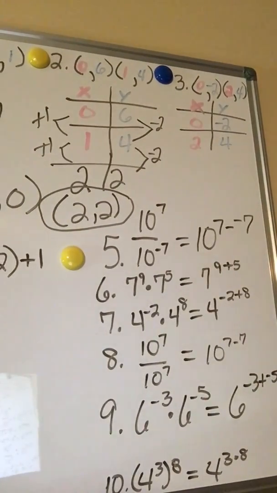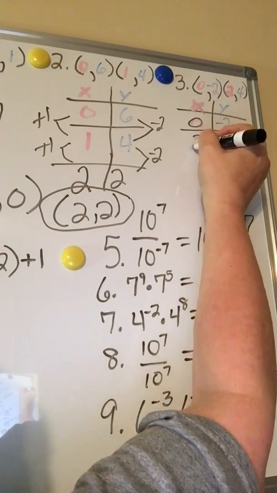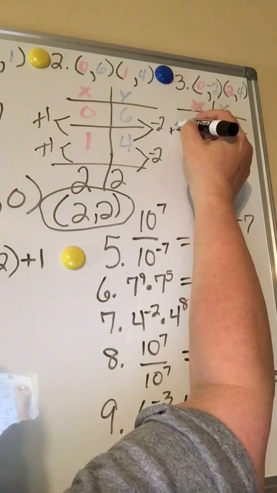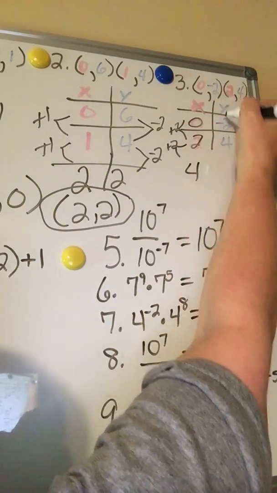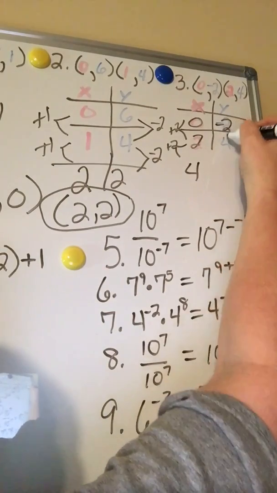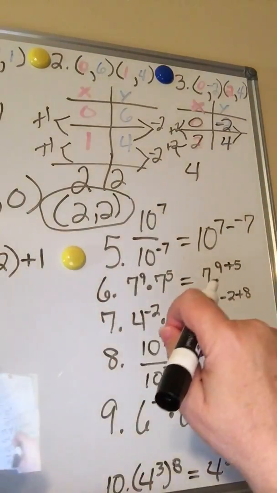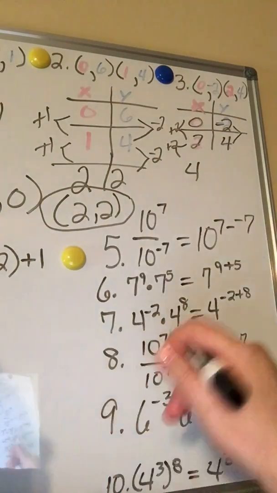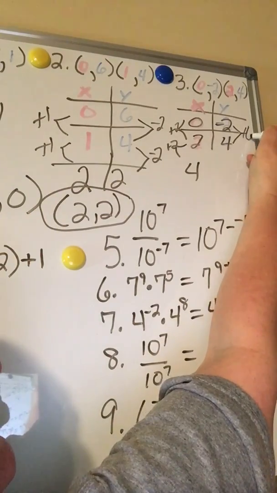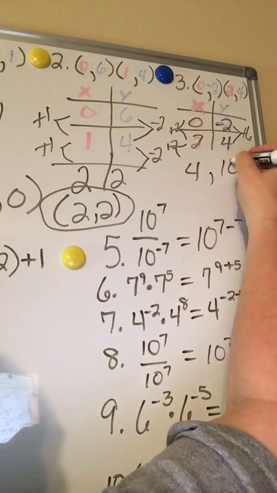For number 3, my x went from 0 to 2, so it went plus 2. So if I go plus 2, I get to 4. And my y's went from negative 2 to 4. Negative 2 up to 0 is plus 2. From 0 up to 4 is plus 4 more. So this went plus 6. So I would have to plus 6 on that one, and it would give me 10.